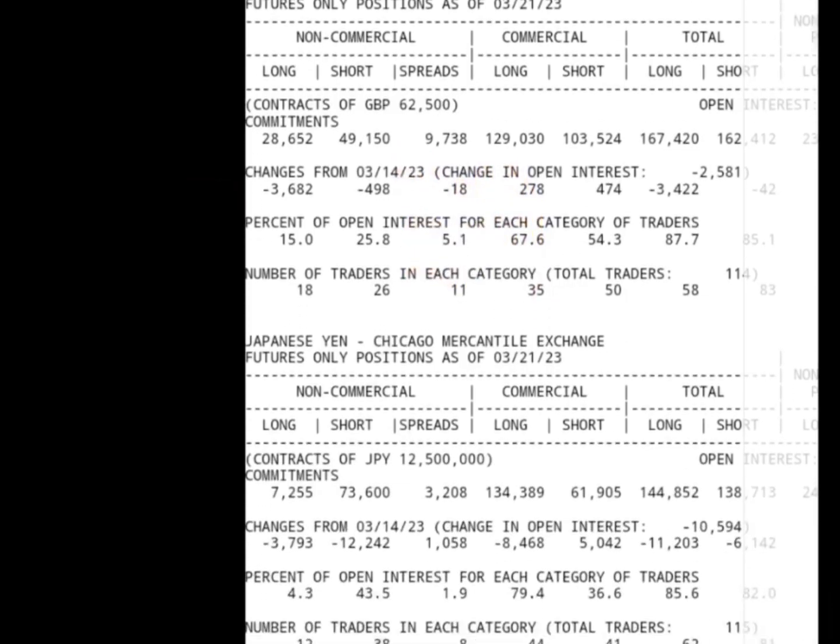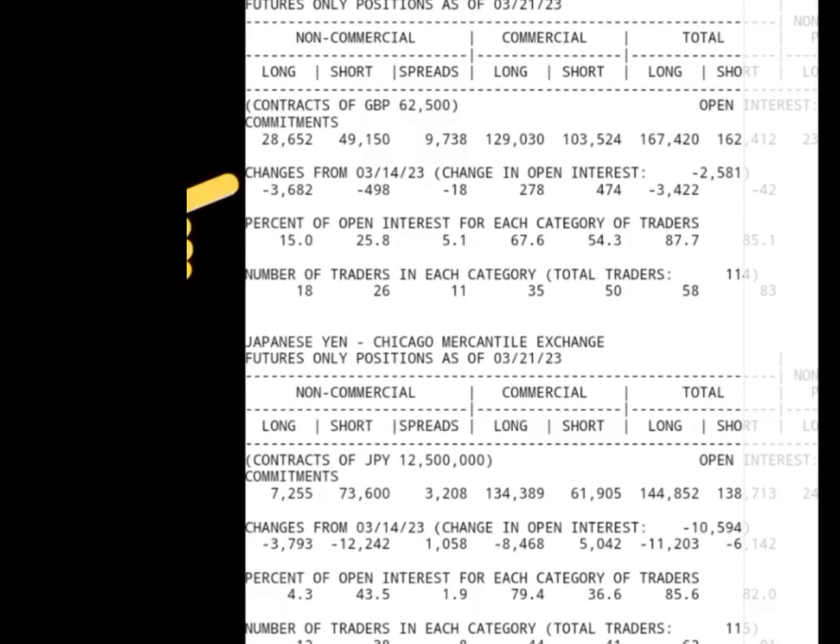Look at the changes from the 14th. You see that there was a subtraction of 3,682 positions from the long side and a subtraction of 498 positions from the short side. Meaning they removed more of their buy positions and less of their sell positions. And if you look at the current analysis now, you see that 28,652 positions are available for the long, and 49,150 positions are available for the short. So this market is going short too. The overall is going to be short, because this is what the positions say according to the sentiment.